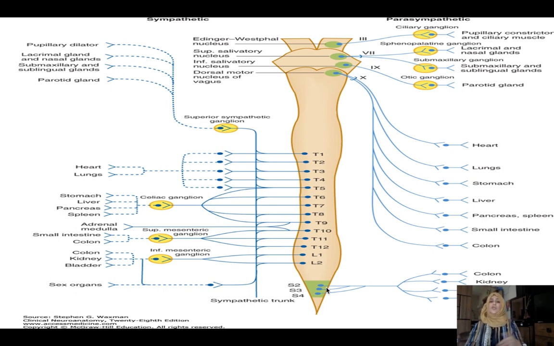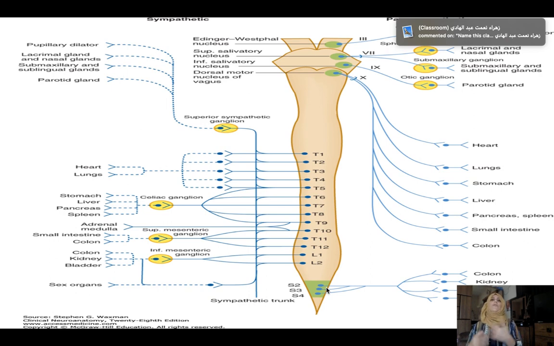Then the blood pressure: what increases it is the sympathetic, and what decreases it is the parasympathetic. For the gut and digestion, what stimulates digestion, with the gastric juices, is the parasympathetic, but what decreases digestion is the sympathetic. For the glands, for example the salivary glands, what inhibits the secretion is the sympathetic, and what increases the secretion is the parasympathetic.